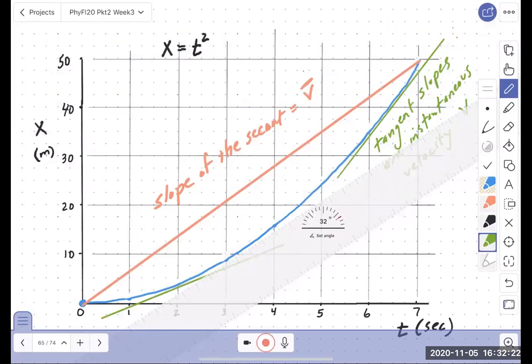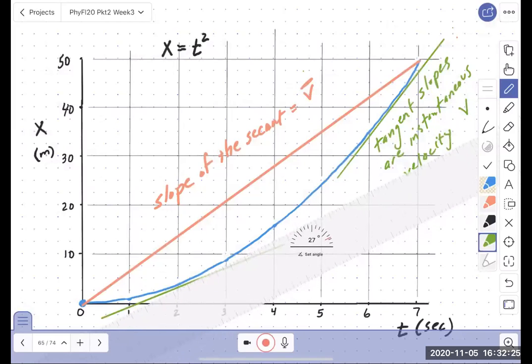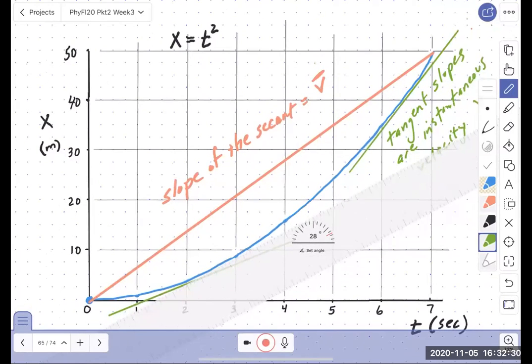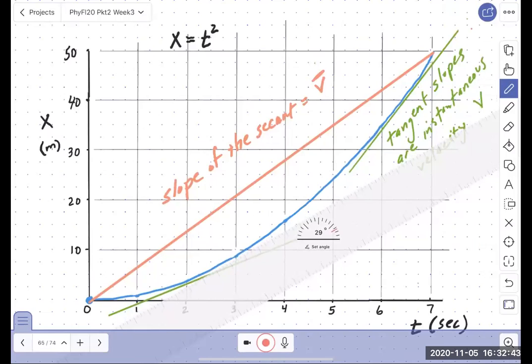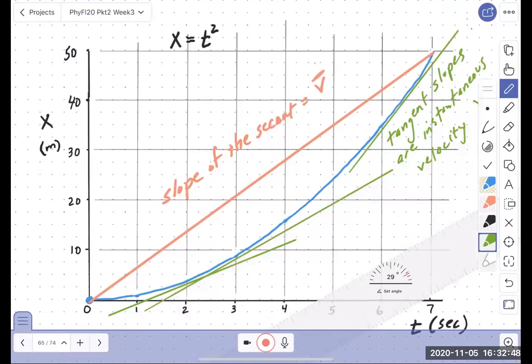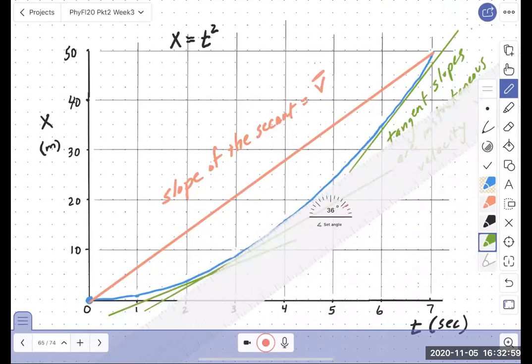But if I go to 3 seconds and I kiss that curve at 3 seconds, okay, kissing the curve at 3 seconds. Okay, let's do it. Is that green line that I just did parallel to the pink, parallel to the orange line? Are they railroad tracks? No. Let's go to 4 seconds. Kiss that curve.